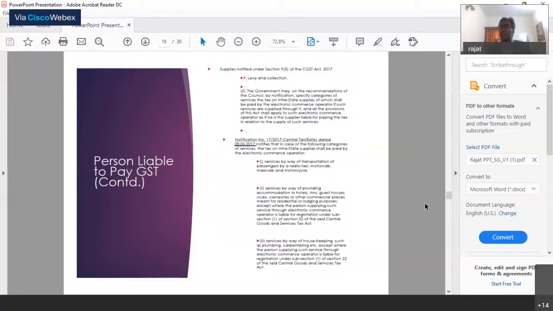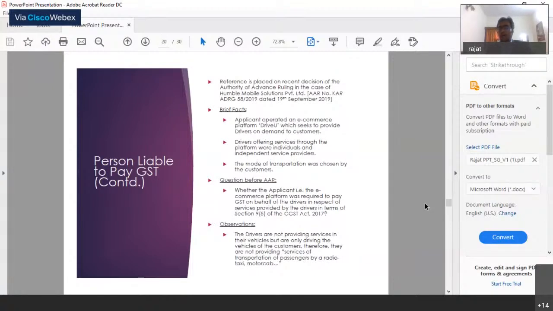There is a very interesting and recent case on this, wherein the Authority for Advance Ruling, in the case of Humble Mobile Solutions, was faced with an issue where an applicant operated an e-commerce platform named DriveU, which provided drivers on demand to customers. Drivers offering services through the platform were individuals and independent service providers. The mode of transportation was chosen by the customers themselves.